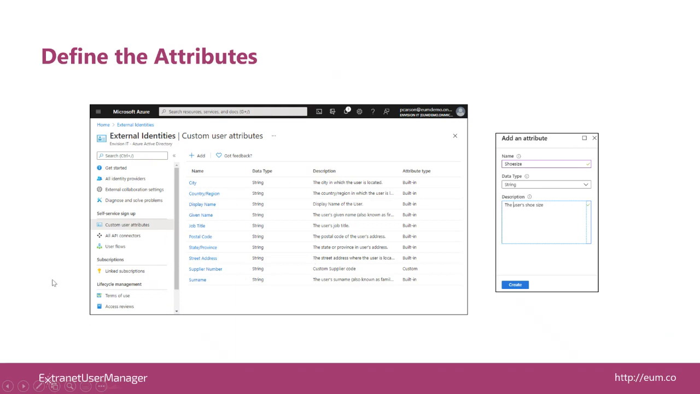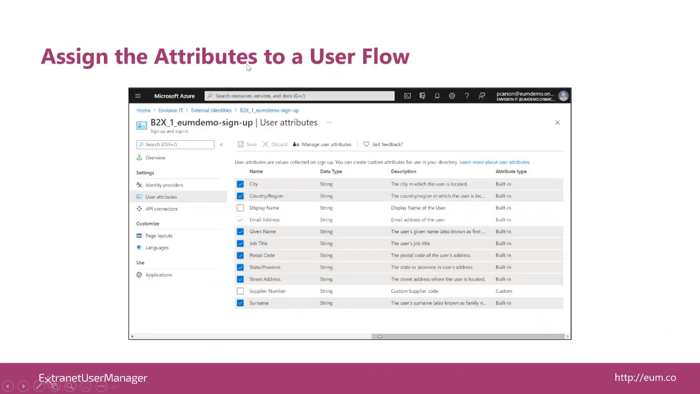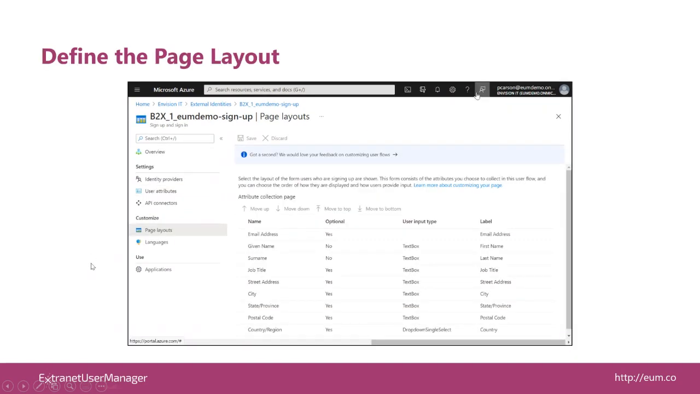So once we've defined the attributes, what we do is assign those attributes to a user flow. And I'll explain user flows are connected to applications, which is that website that we were going to. So I decided, hey, let's not capture all of the things. Let's leave the supplier number and the display name off of the user attributes for this particular application. You can have multiple different user flows for different applications. And then we have to define the page layout. How do we want to show it to the user? What's the order that we want to have the fields come in? And this is where you do things like making something a dropdown.